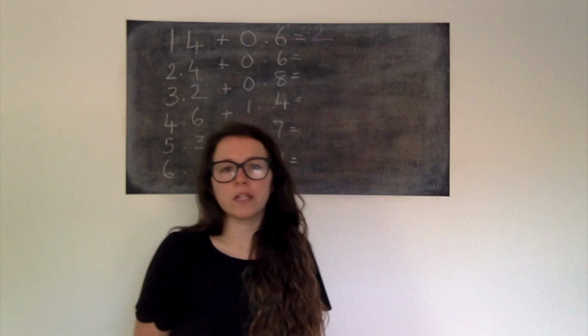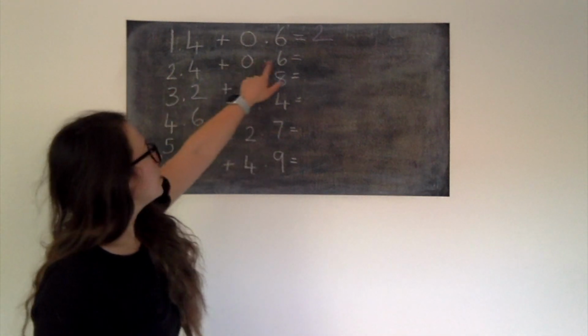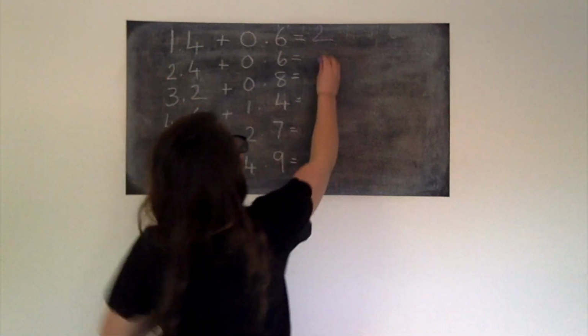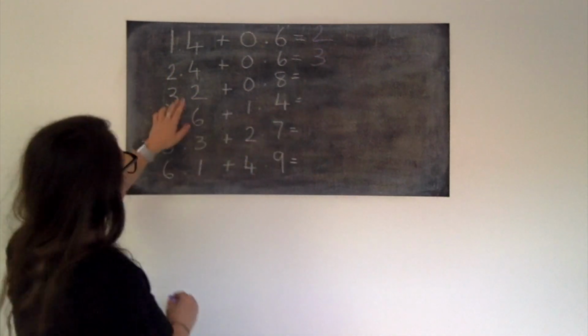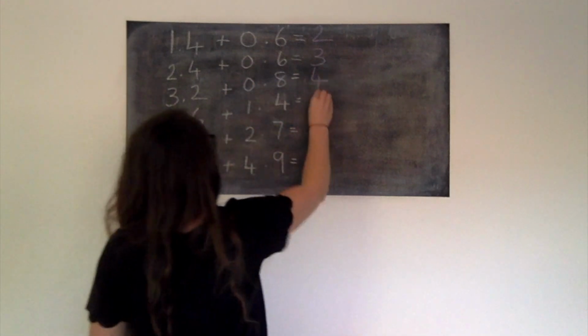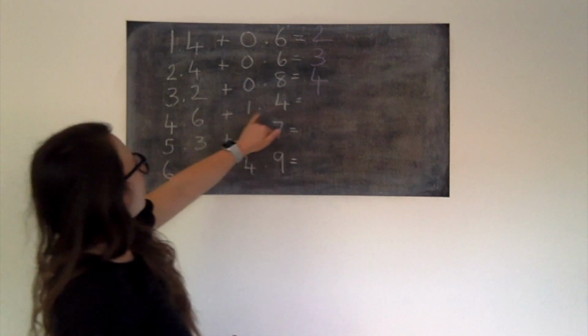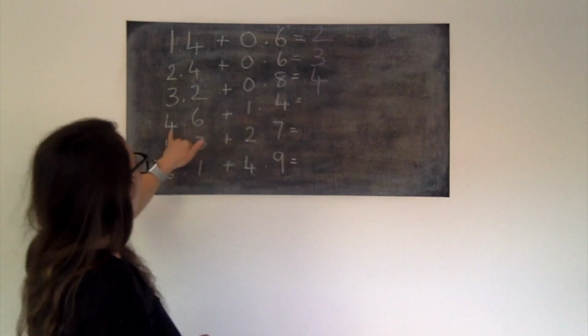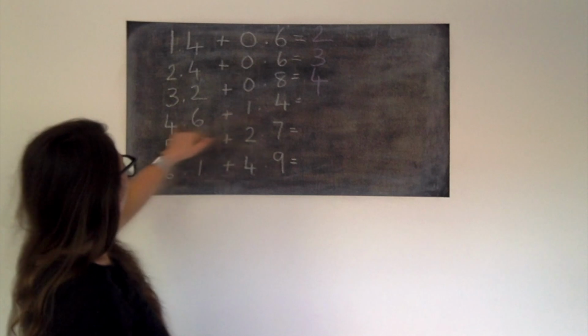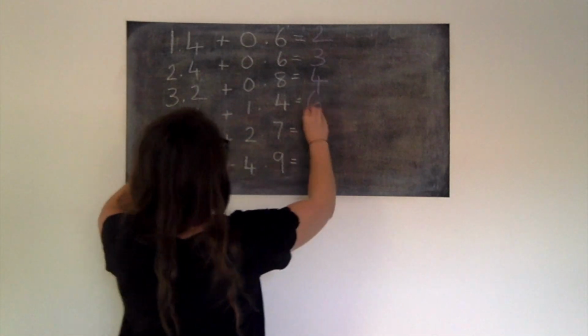Okay, let's go through some answers. So 2.4 plus 0.6, we've got the 6 and the 4 again making the whole, plus our 2 wholes gives you 3. 3.2, 2 tenths and 8 tenths gives you the whole, so this one should be 4. 4.6 plus 1.4, so we've got two things to do here. Add our tenths is a whole, add another whole, 2 wholes, add our 4 wholes gives you 6.